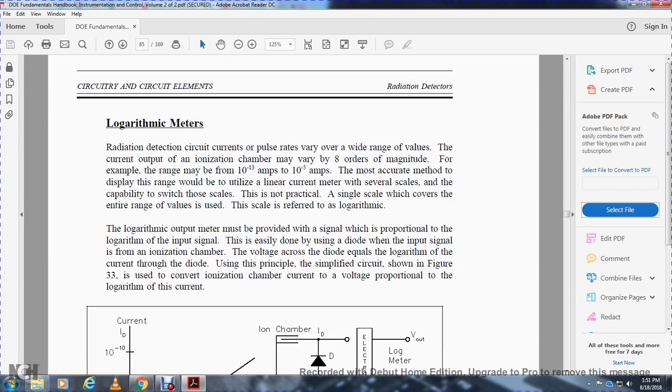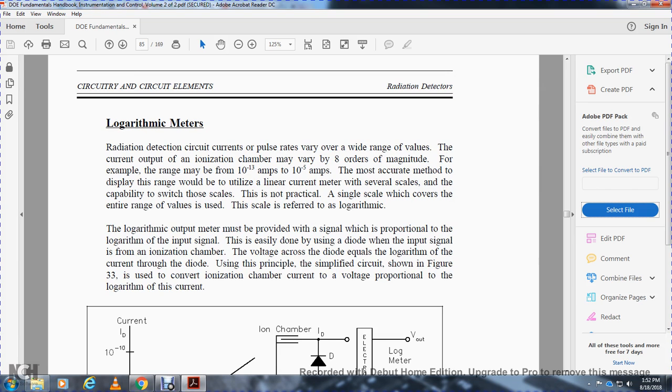Alright, logarithmic meters. The radiation protection circuit must cover a wide range of current output from the ionization chamber, which may span 8 orders of magnitude. For example, the range may be from 10 to the negative 13 amps to 10 to the negative 5 amps. The most accurate method to display this range is to utilize a linear current meter with several scales and the capability to switch between those scales.